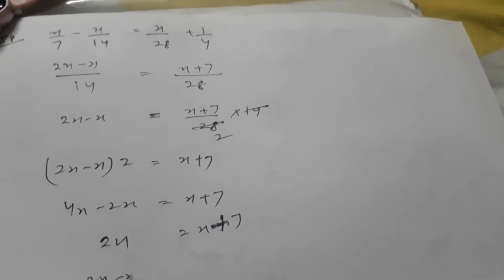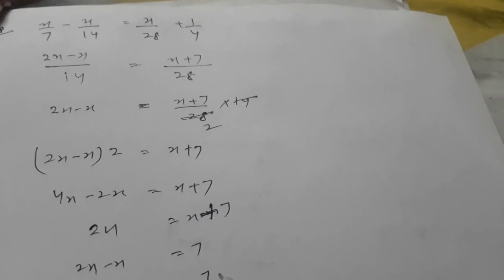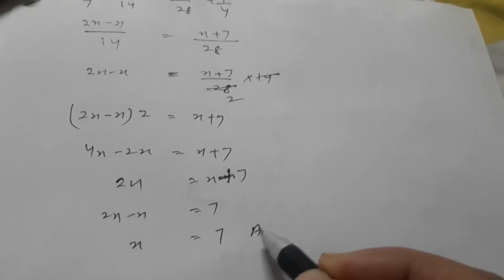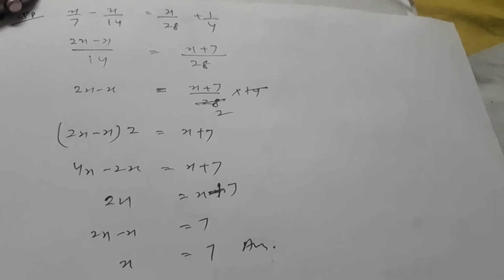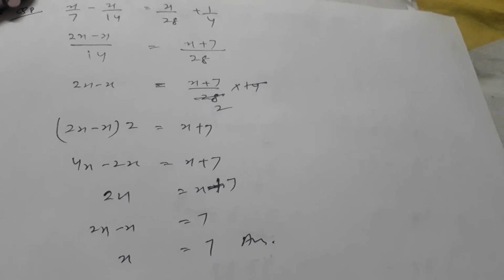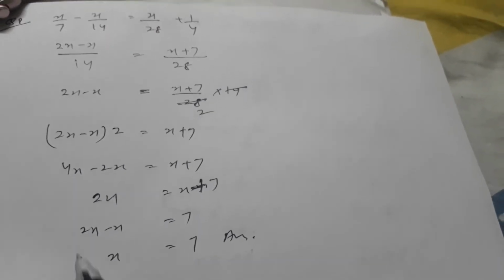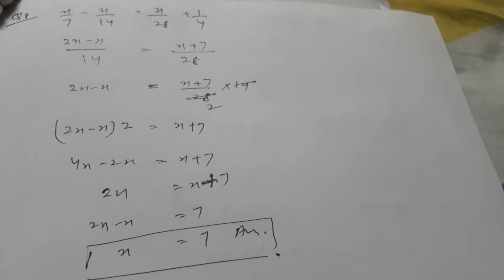So 2x minus x equal to 7, x equal to 7, which is our answer. So have a full glance of question number 8 of exercise 8.1, chapter linear equations in one variable. So our answer of question number 8 is x is equal to 7. Now coming to the 9th question.